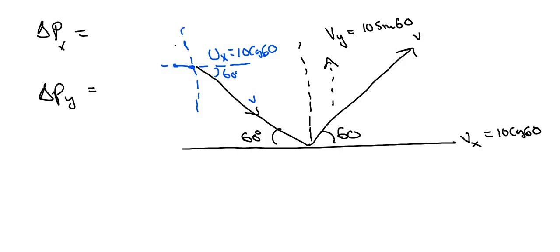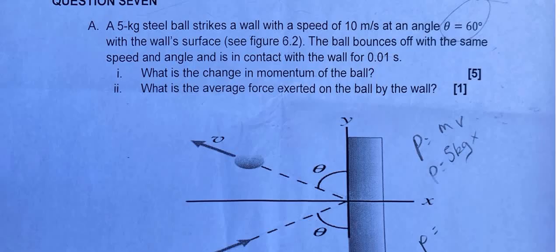So in the fourth quadrant, cos is positive. Then the y component of this is going to be uy, which is just negative 10 sin 60, because sine is negative in the fourth quadrant. So now we are looking for momentum: the change in momentum in X and the change in momentum in Y.